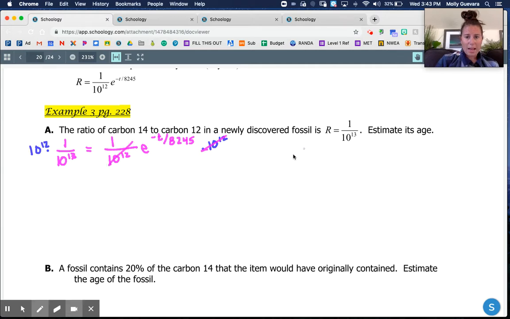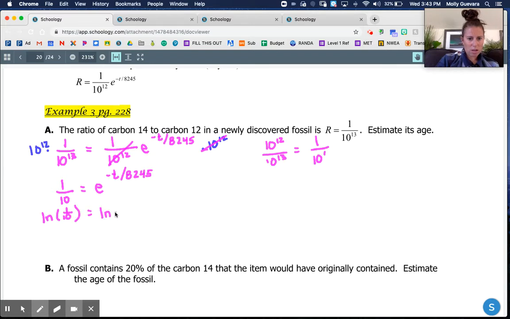And then if I do this off to the side, 10 to the 12th on top and 10 to the 13th on bottom leaves me 1 over 10 to the 1. Okay, so this becomes 1 over 10 equals e to the negative t over 8245. Okay, now I can take the natural log of both sides. So the natural log of 1 over 10 equals the natural log of e to the negative t over 8245.